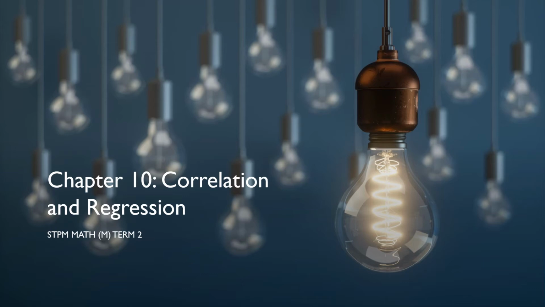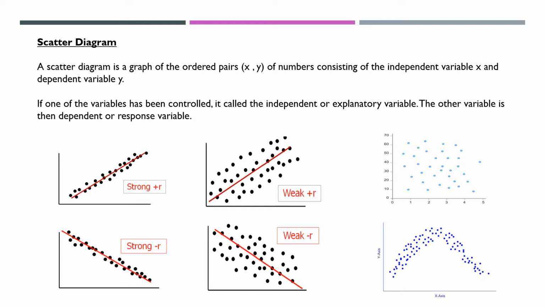Chapter 10: Correlation and Regression. In this chapter, we have the scatter diagram. A scatter diagram is a graph of the ordered pairs x and y of numbers consisting of the independent variable x and dependent variable y. If one of the variables has been controlled, it's called the independent or explanatory variable. The other variable is then the dependent or response variable.